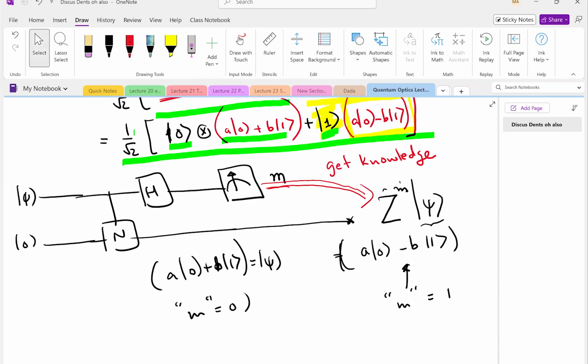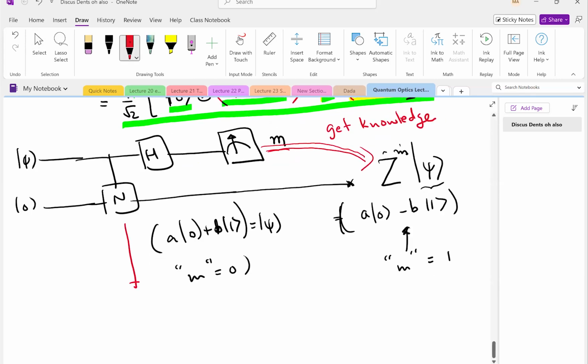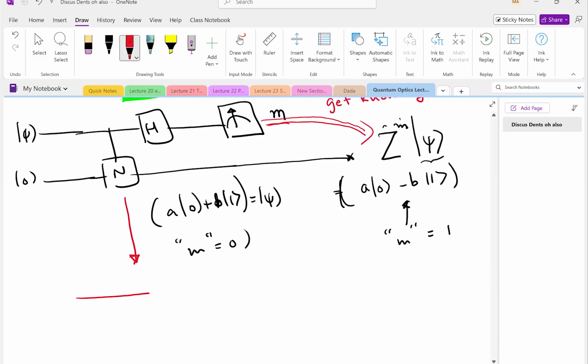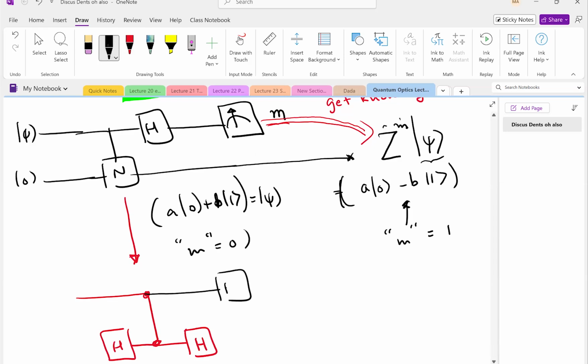Now let's try to simplify the circuit a little bit. I know that a controlled NOT gate can be written as a controlled phase gate, which I've shown already, Hadamard. So Hadamard, measurement, M.